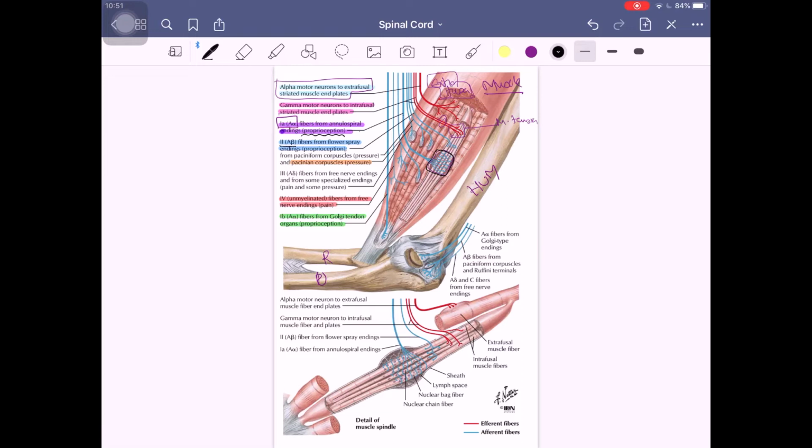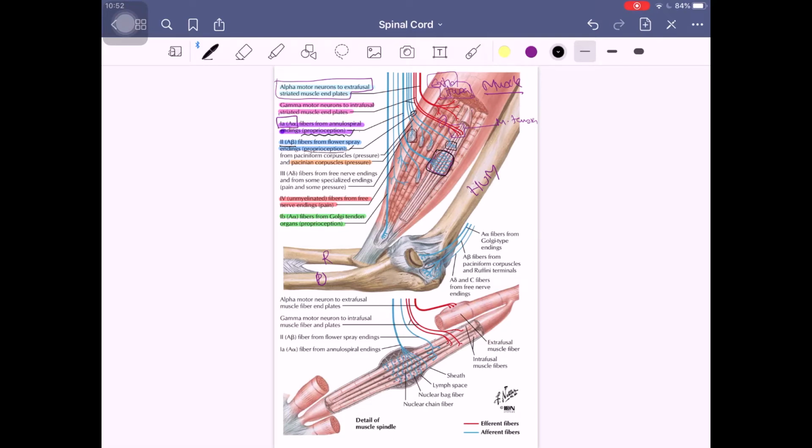Then you also have your A beta fibers. These are another kind of axons which are again coming from here, and you see this kind of terminal nerve ending, this one we call a flower spray. This one was your annulospiral ending. These are your flower spray endings. They are also responsible for proprioception. How this proprioception differs from that proprioception is physiology, and we will not get into that.